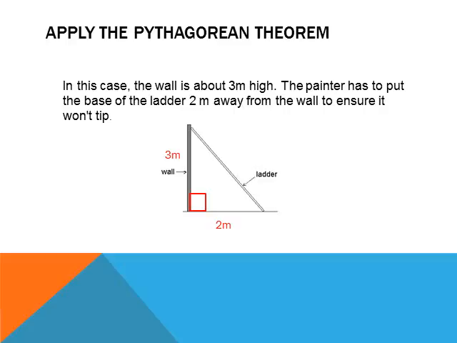So I see here that my 90-degree angle, my right angle, is in the corner between the wall and the floor. So my side opposite the right angle is the hypotenuse, the longest side of the right triangle. And in this case, the hypotenuse is the ladder. So now I have enough information to solve the problem. So go ahead and give it a try.